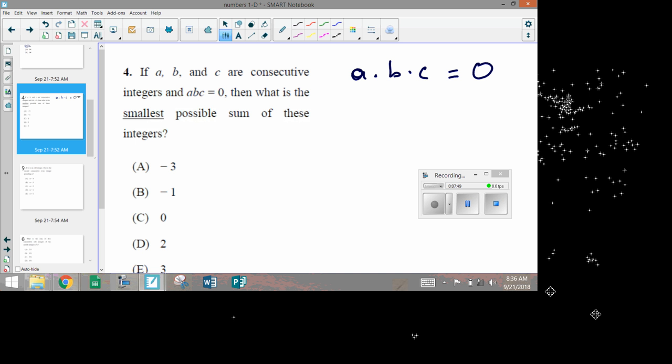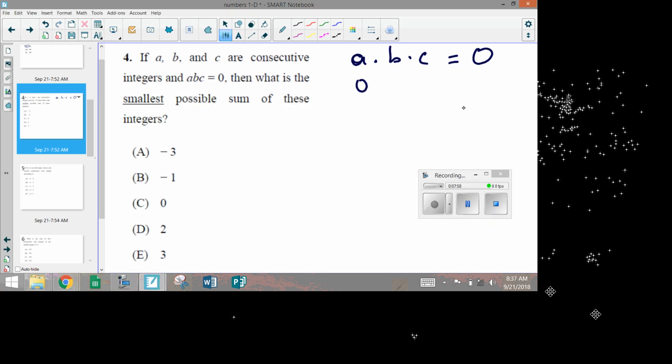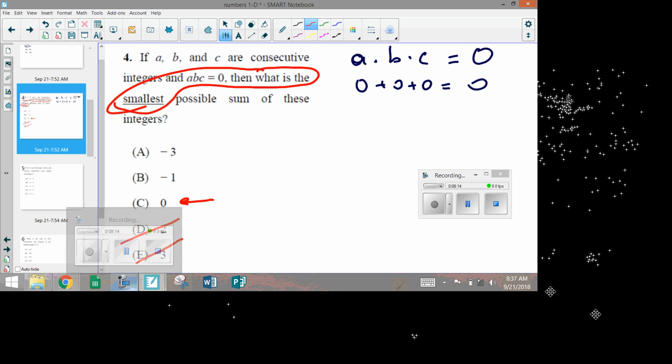The result is 0. What is the smallest possible sum of these integers? Yes, if I assume all of them are 0, the result is going to be 0. And the question is, what is the smallest possible sum? It's going to be 0 in this case. So I can eliminate that too, because 0 is smaller than that. But I have A and B, which irritates me. They could be the right answer because they are smaller than 0, right?